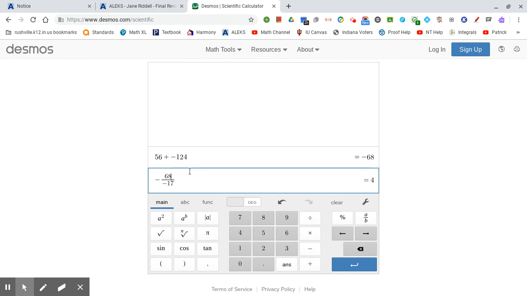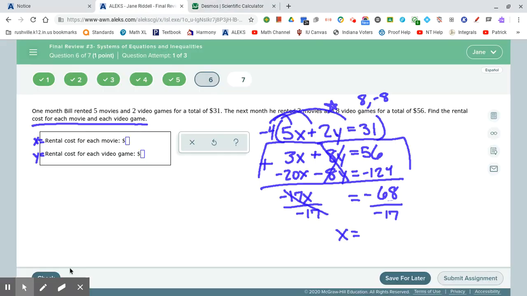And it is. It's a lot nicer number. -68 divided by -17 is 4. All right, so for mine, I get that x is equal to 4. So that's saying that the rental cost for a movie is $4. That's a pretty steep, I guess it depends on what type of movie you get, Blockbuster, new release, or whatever, but $4 for that rental.